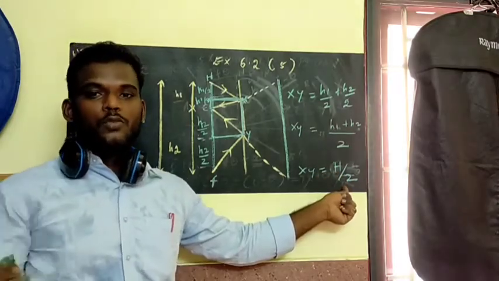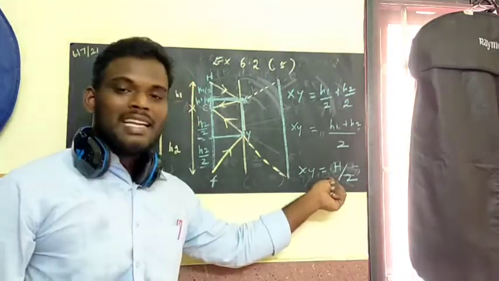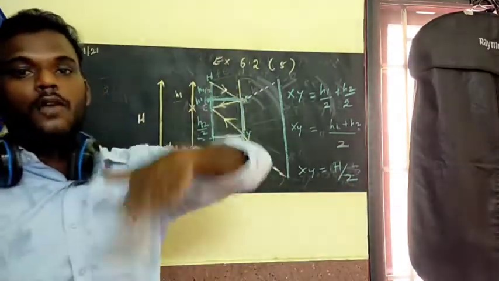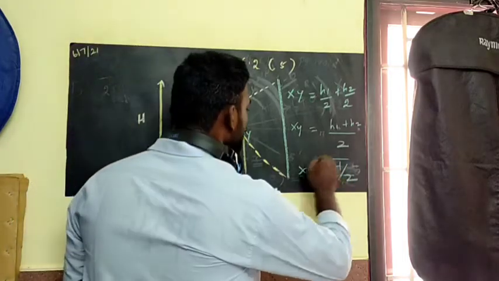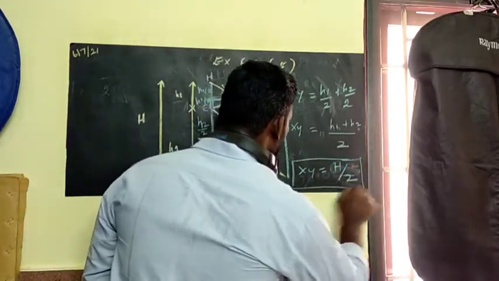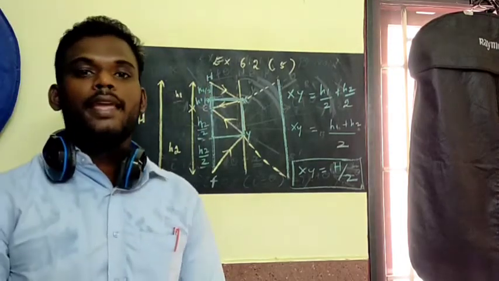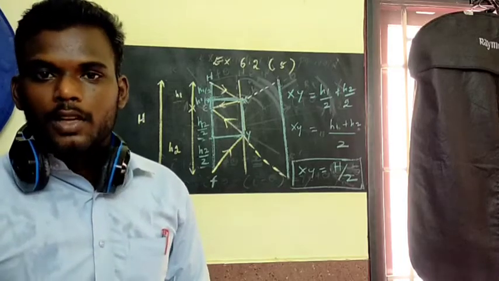If you want to see the full size of the image of an object or the person, we need at least half of the height of the person. Is that clear? So this is the proof we got. If you want to see the full size of an object in the plane mirror, we need a mirror whose size should be half of the height of the person. Is that clear?